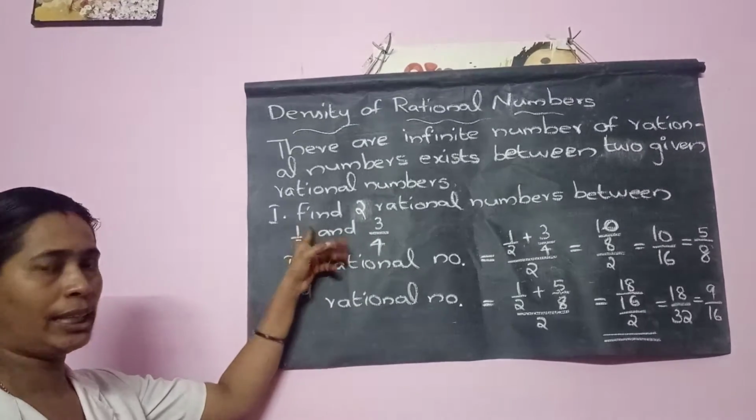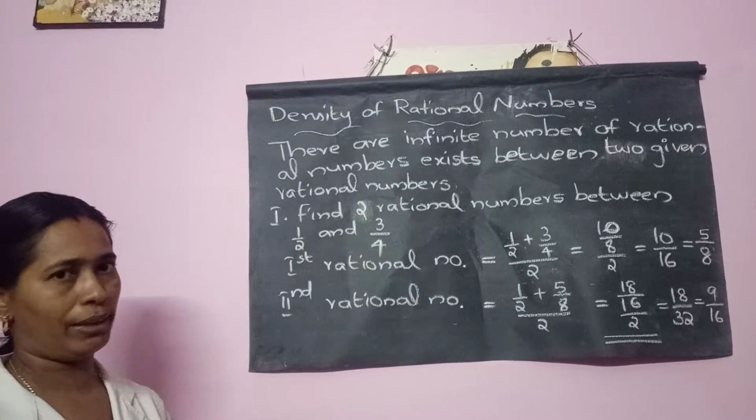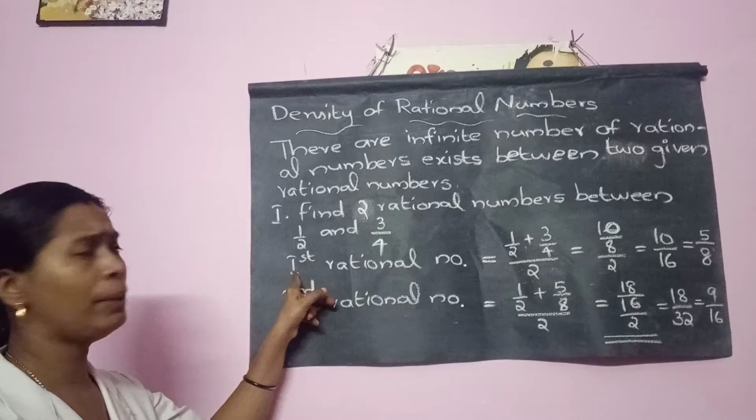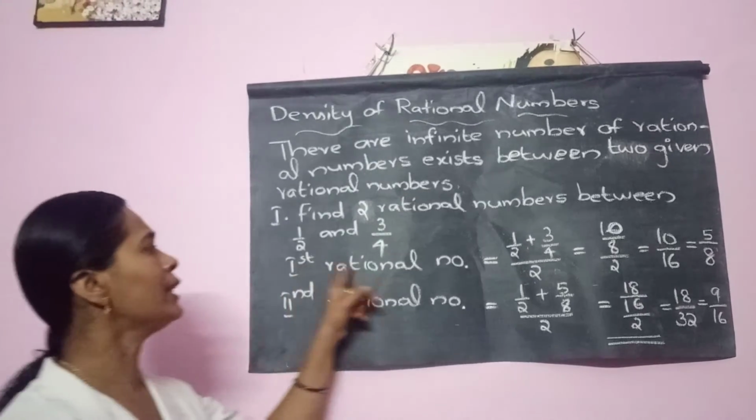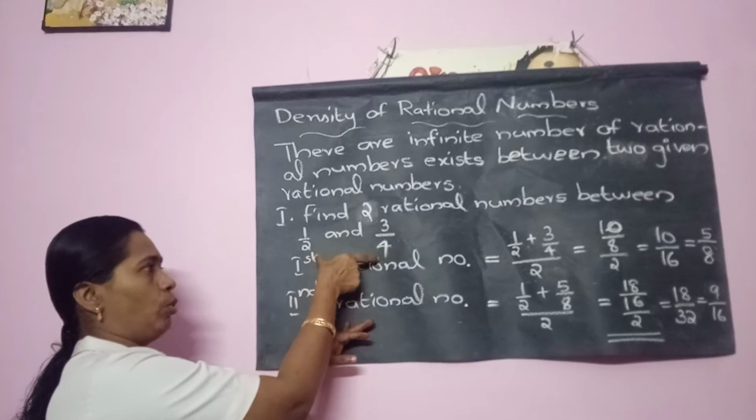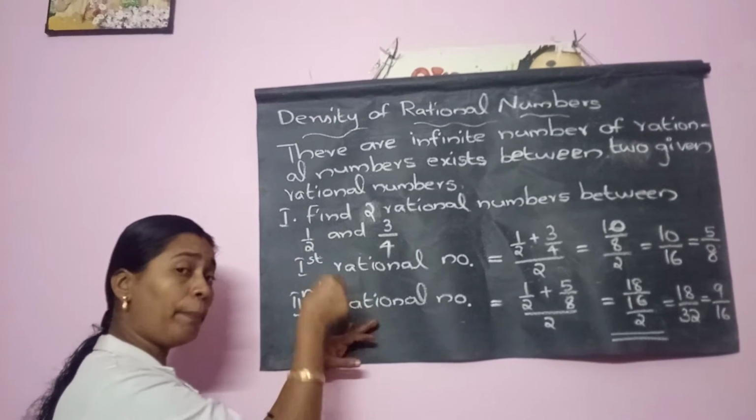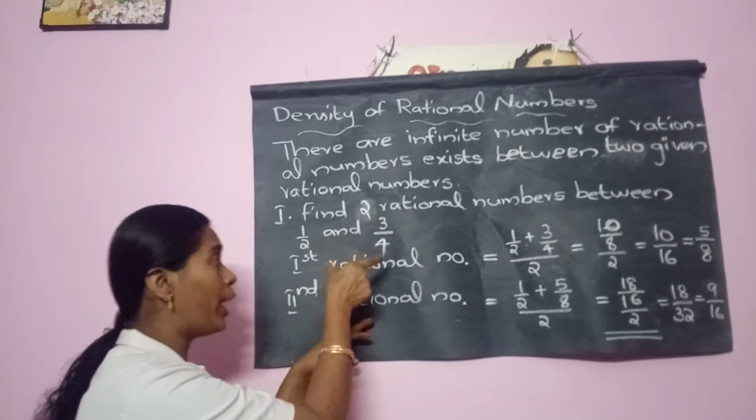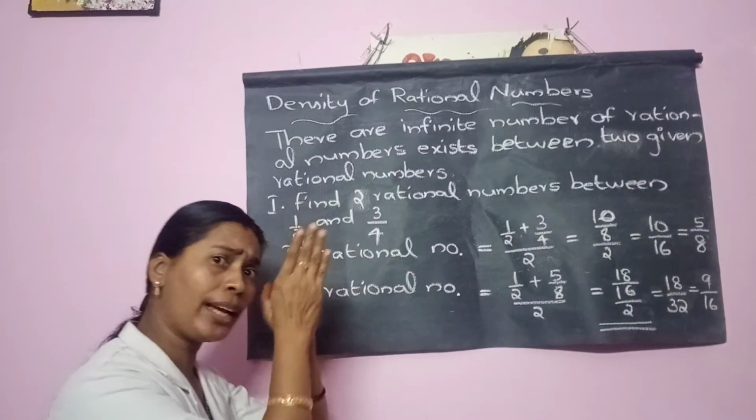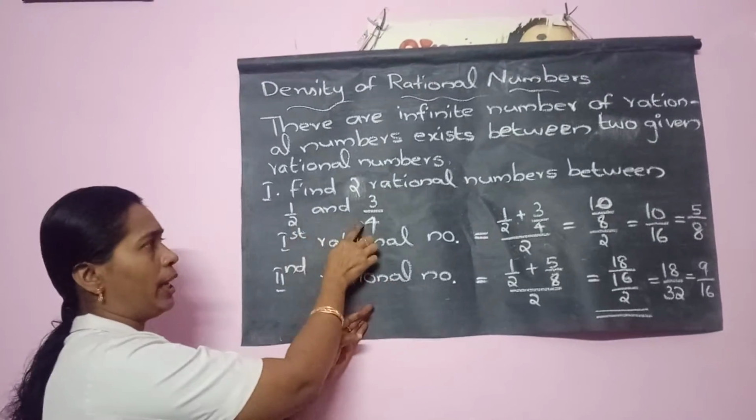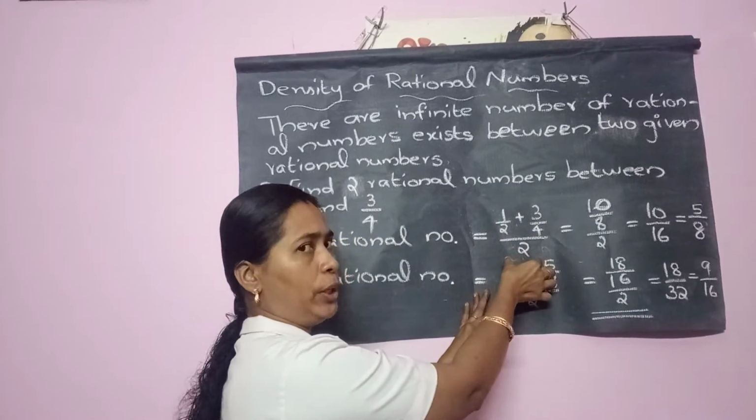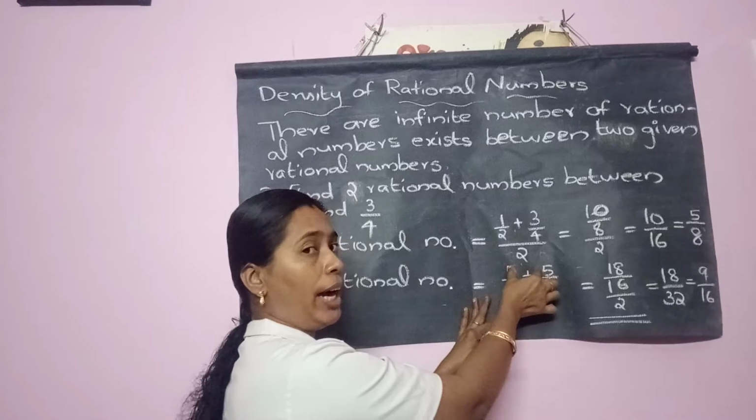The question is between 1 by 2 and 3 by 4. We need to find how many numbers? Two numbers. Let me find out the first number. The first number is exactly the mid value, or midpoint, of these two. What is the number which comes exactly at the middle? That is obtained by using the method: add the numbers, divide by 2.